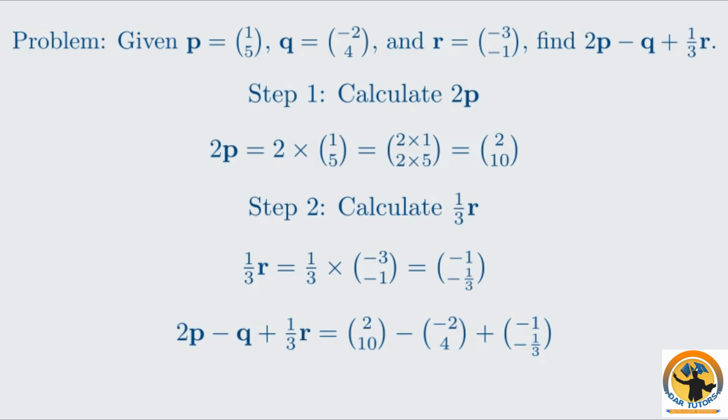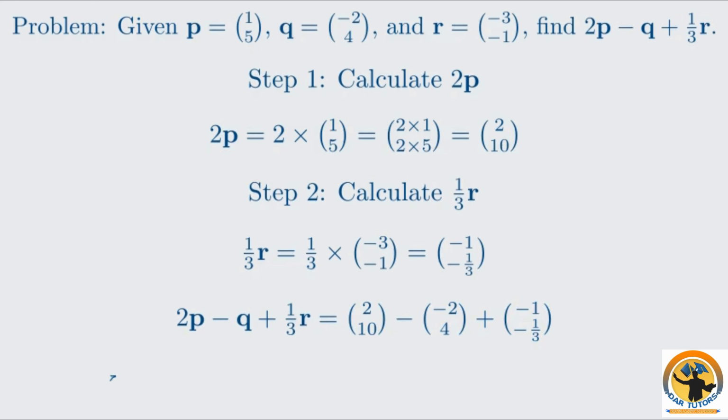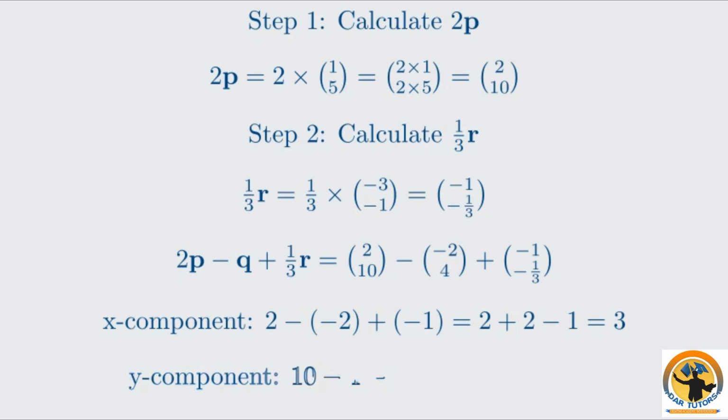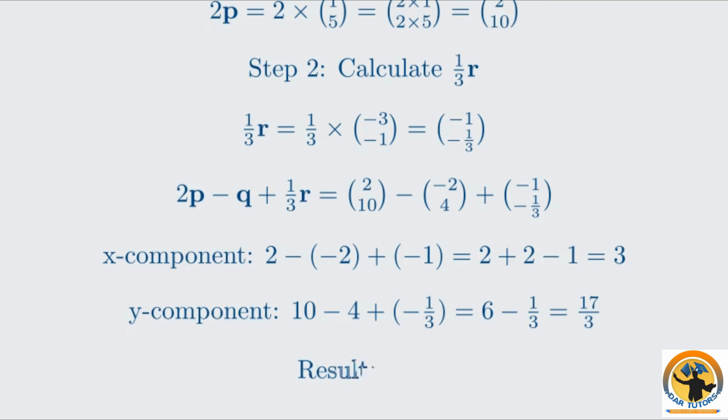We can perform the subtraction and addition component-wise. For the x component, we have 2 minus negative 2 plus negative 1. For the y component, we have 10 minus 4 plus negative 1/3. Combining these, our final answer is the vector 3, 17/3. This example shows how to systematically combine scalar multiplication, subtraction, and addition.